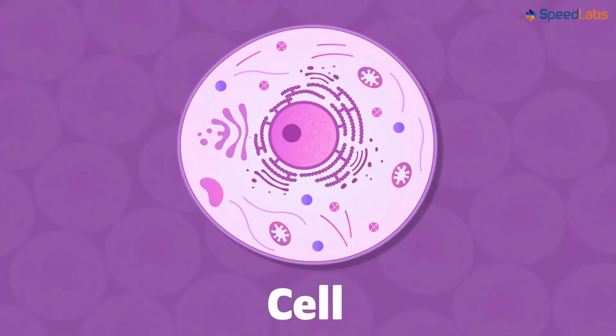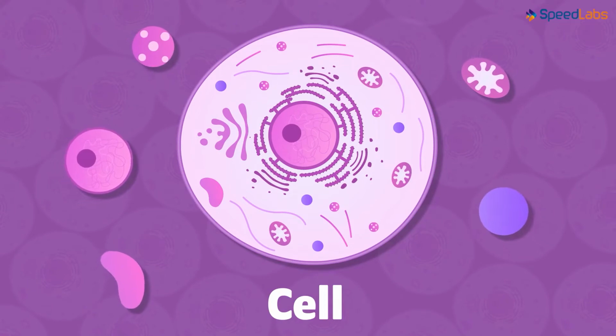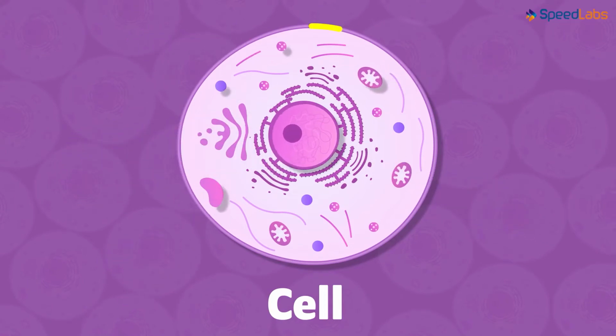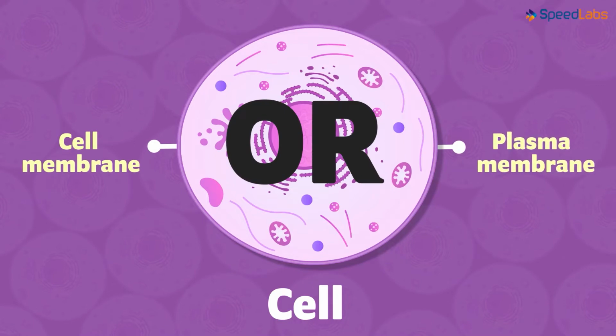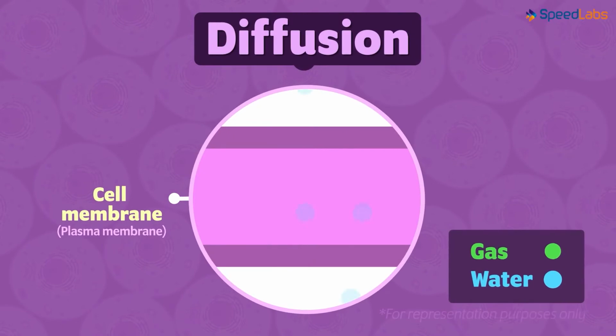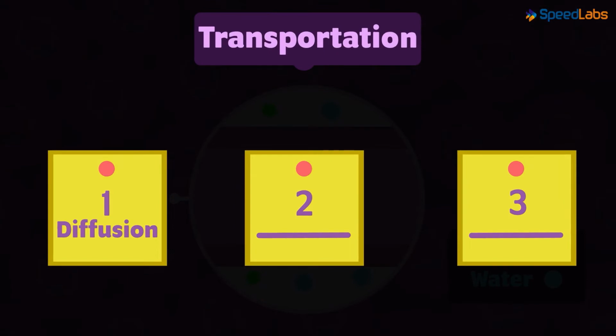Here's a cell on your screen. We have already seen that the various organelles inside it are compactly packed inside this delicate membrane called the cell membrane or the plasma membrane. We've even seen that the cell membrane makes use of the diffusion process to transport gas and water molecules in and out of the cell. However, diffusion is not the only process employed. There are a few more on the list. Let's have a look at these methods in this video.